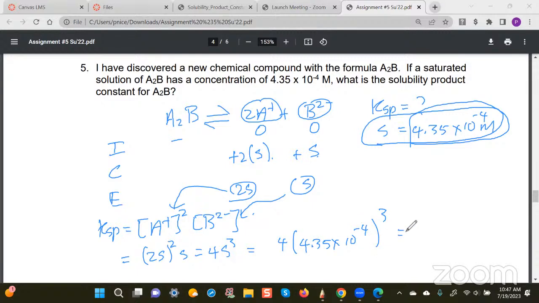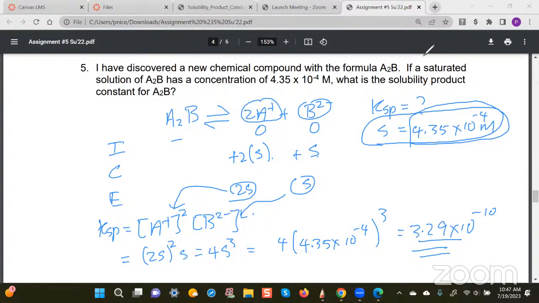When I did that, I got 3.29 times 10 to the minus 10. And that's how that is done. All right? Any questions about this?